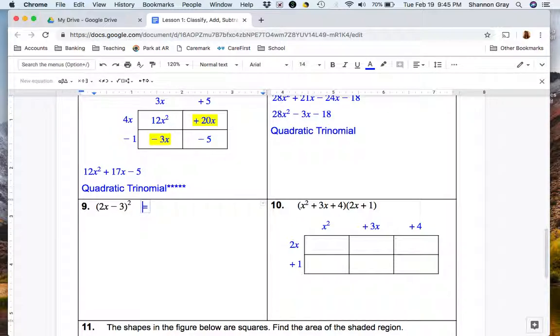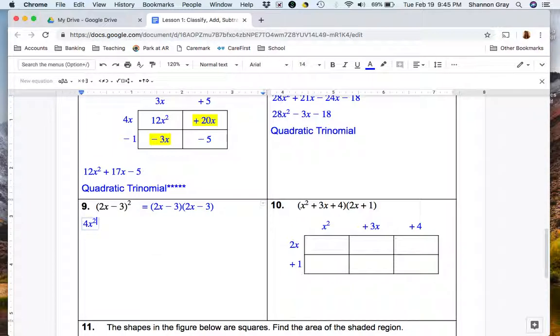So I'm going to rewrite that. 2x minus 3 squared means 2x minus 3 times 2x minus 3. So if I write it like this, now I can see that I can do distribution, or I can do the box method. Since we've already done 2 examples, I'm going to again have you pause, work this one out on your own, and then check back to see if you got it right.